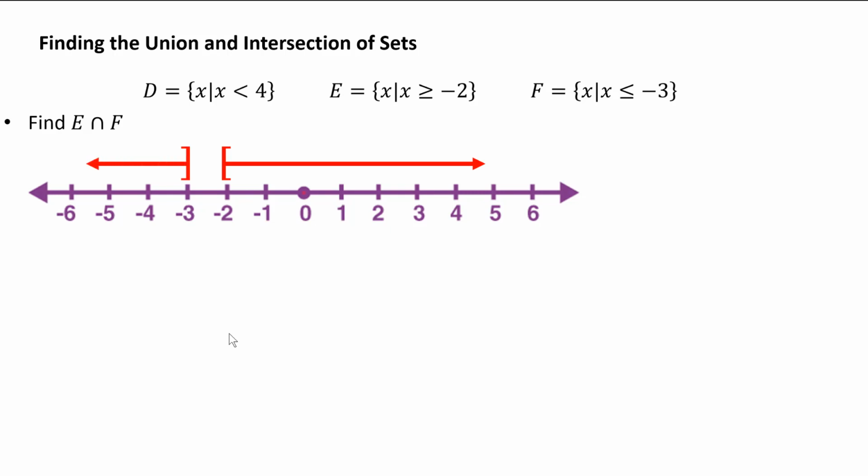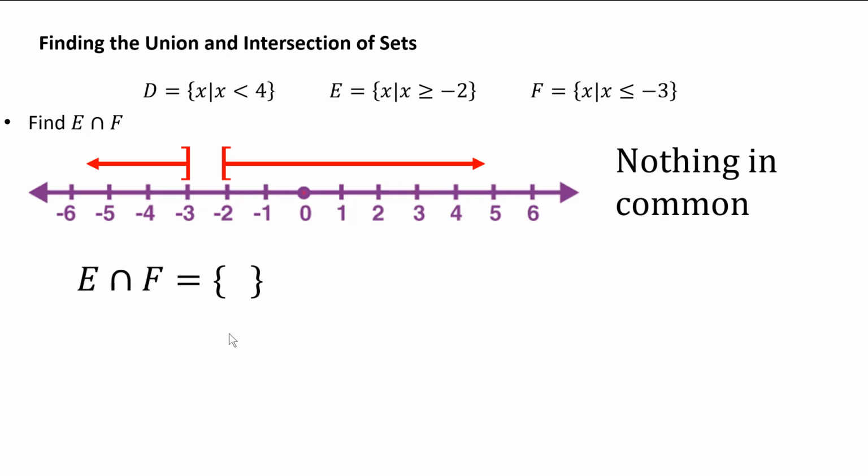And when you're talking about intersection in this problem, intersection, remember, means the things that the two sets have in common. And in this case, those sets don't have anything in common because one is greater than -2, one is less than or equal to -3. So they don't have any numbers in common.